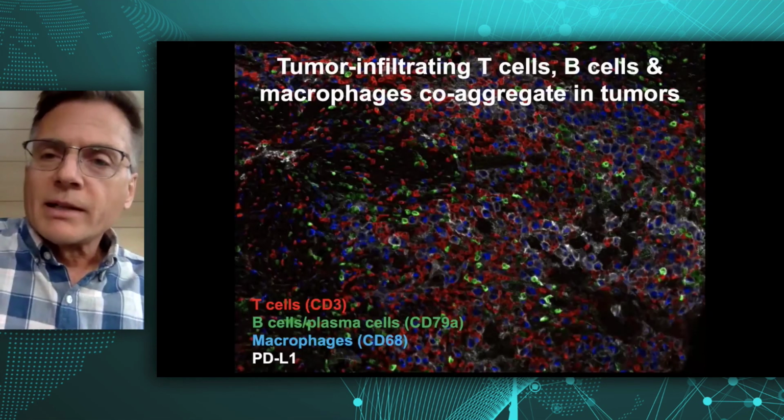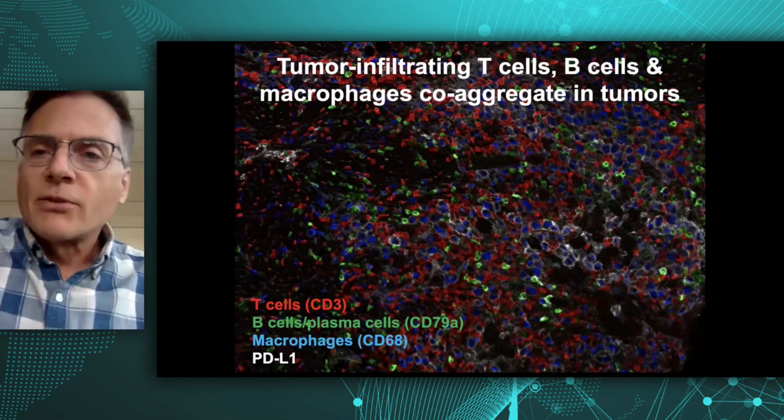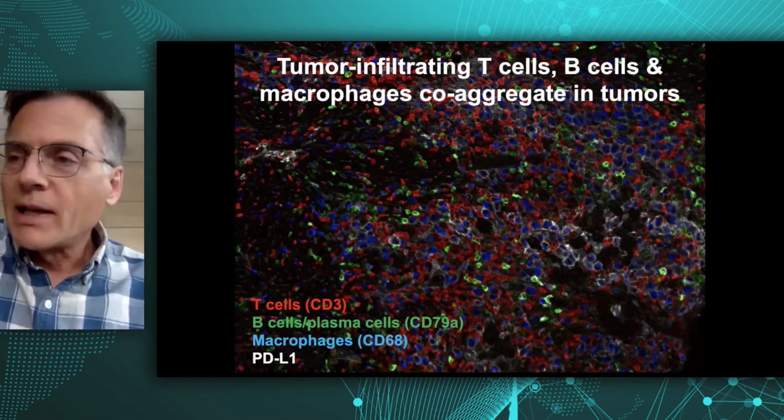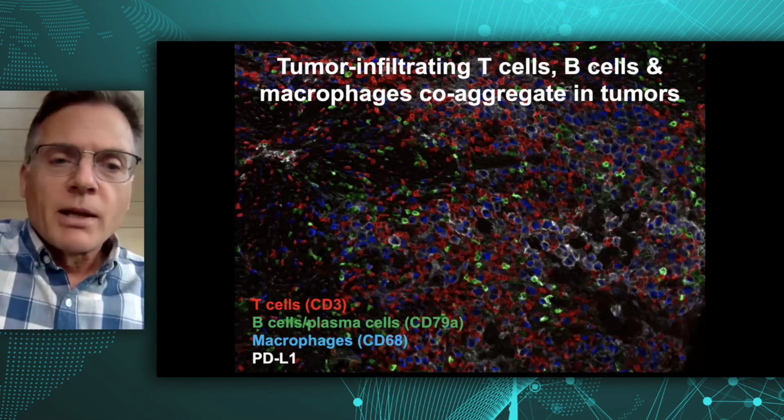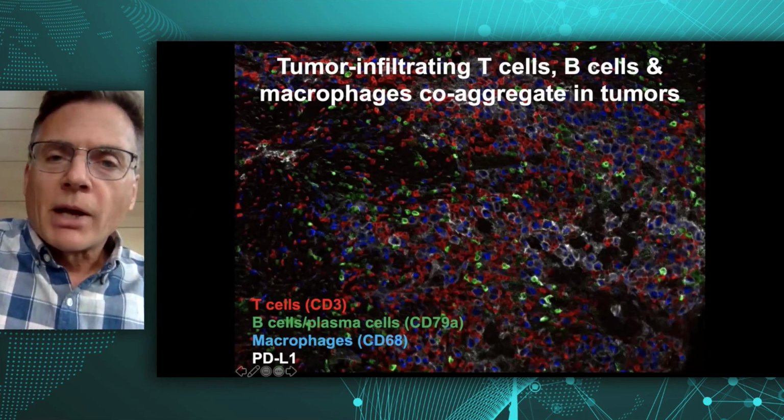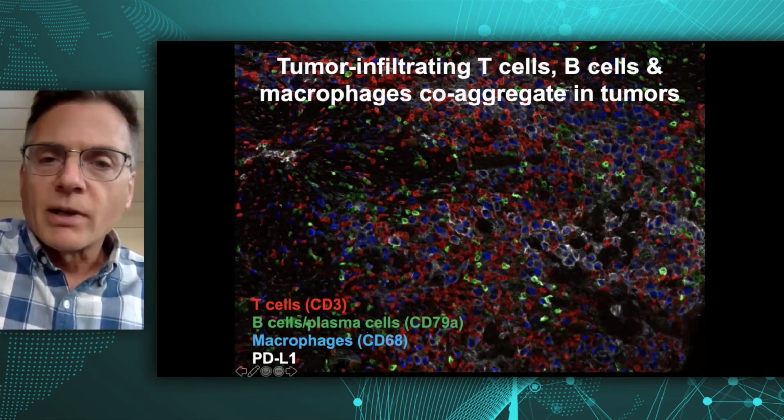Then the final point I'd like to make is that it's not just about T cells. Of course, they get a lot of attention, they deserve a lot of attention, but they don't work alone. My group for a number of years now has been looking at the role of B cells and plasma cells in the anti-tumor immune response.